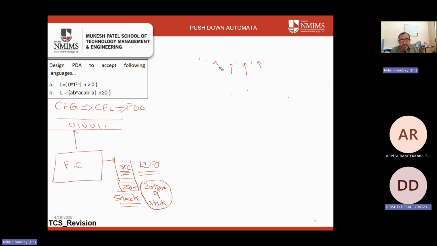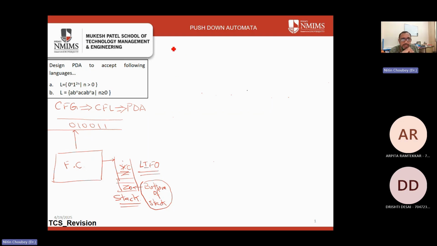I have written two examples here on the left hand side. Design push down automata to accept the following languages. First language is L equals 0 raised to power n, 1 raised to power twice n, where n is greater than or equal to 0. Now, what does it mean? We have a sequence of zeros followed by a sequence of ones, such that if we have n number of zeros, the number of ones would be twice that. That means if we have n equals 1, we'll have two ones.